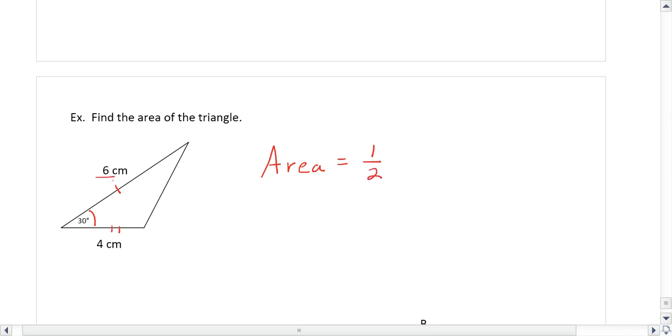So the formula says we take 1/2 times the two sides that surround the angle. So I have 1/2 times 6 times 4, and then I need to multiply by the sine of that angle. So sine 30. If you pick up your calc and multiply this out, you should get 6. And since we are given the measurements in centimeters, the area measurement is in centimeters squared.